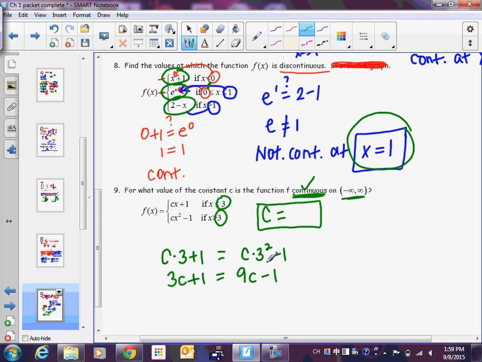you got to solve this equation. There's lots of different ways to solve it. I'm going to subtract 3c. That's going to make 6c. I'm going to add the 1. And so that equals 2. So therefore c is 2/6 or 1/3.